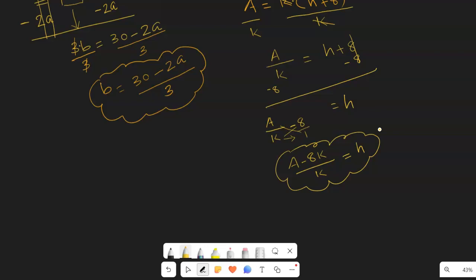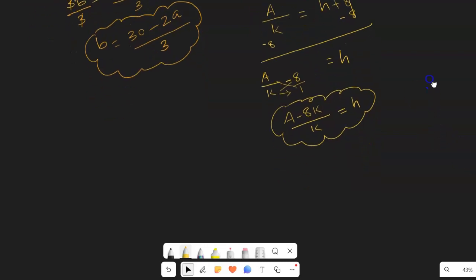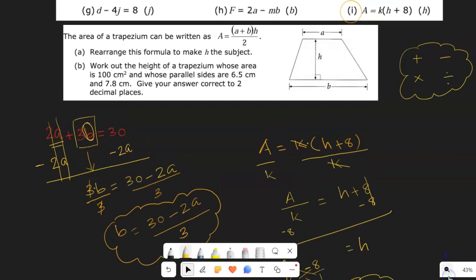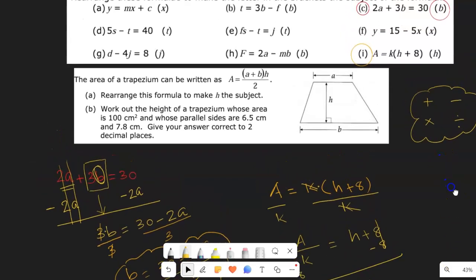So we actually discussed most of the kind of problems that we may face in our worksheets. So we have one more problem to discuss. So I'm going to discuss this problem. A is equal to a plus b into h by 2. We need to make h as the subject of the formula.